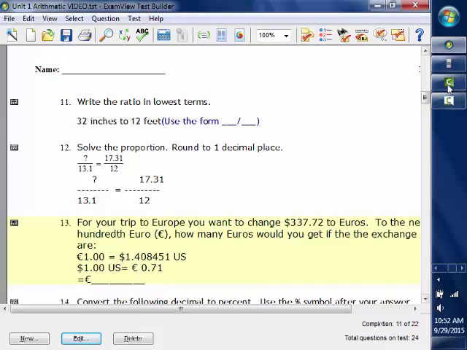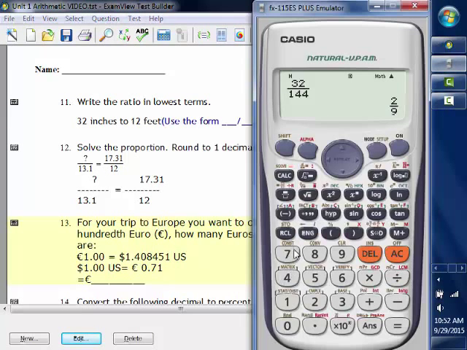Next one, cross multiply and divide. So we take 13.1 times 17.31 divided by 12, and we get 1890, I guess you would say.